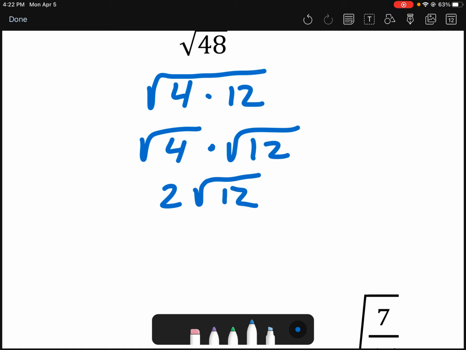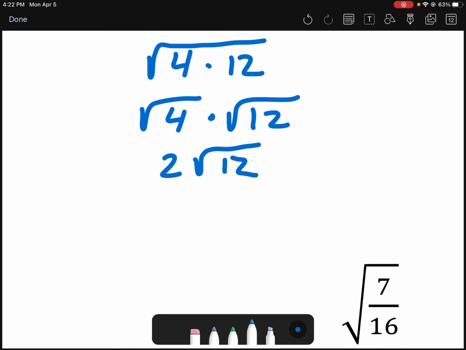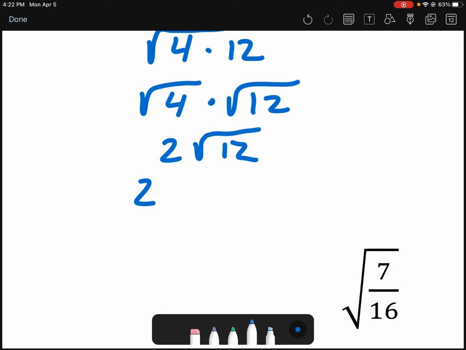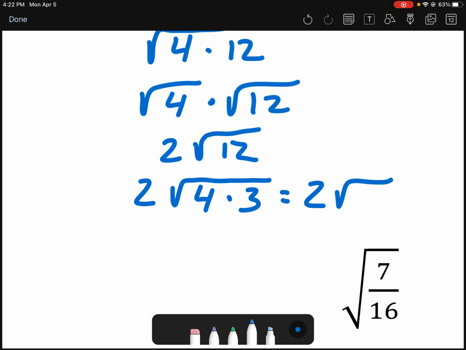All right, now looking at this, can I rewrite the square root of 12 now? Well, you can, because I can take another 4 out from 12. So really, this would be 2 times the square root of 4 times 3. Rewriting that, I'd have 2 times the square root of 4 times the square root of 3. Square root of 4 is equal to 2. 2 times 2 is equal to 4 root 3.